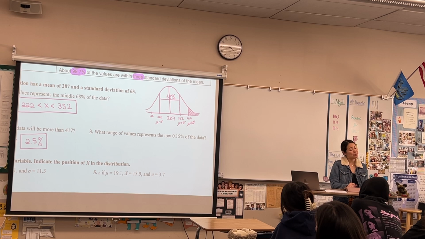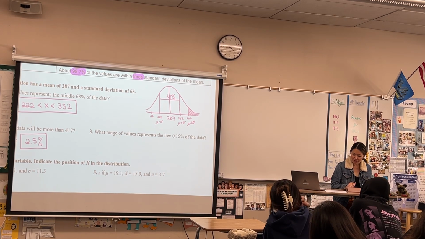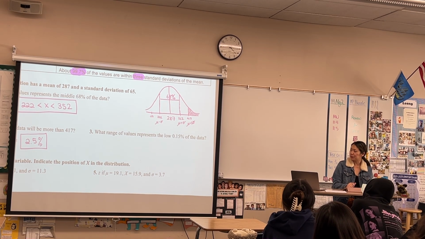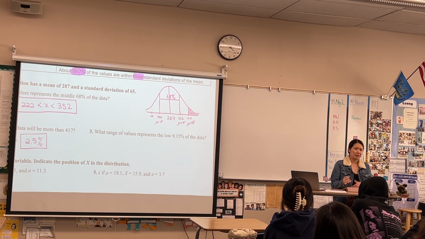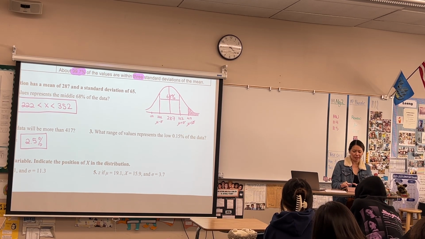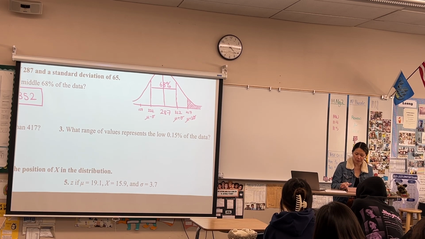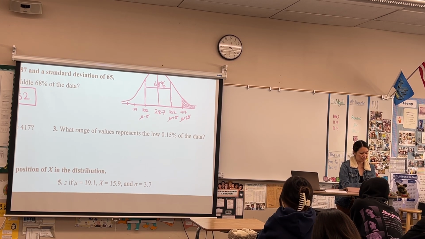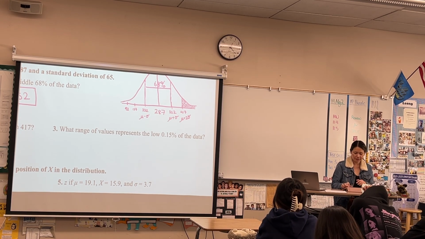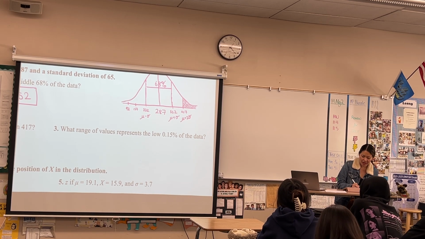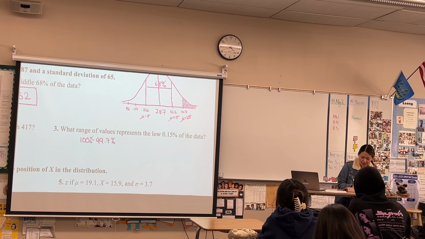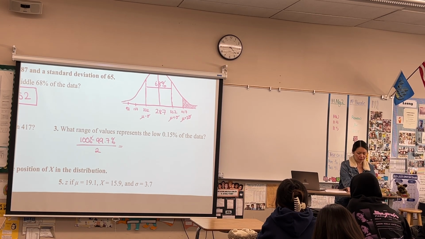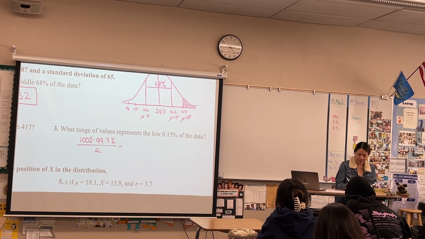All right, number 3. What range of values represents the low 0.15% of the data? Let's see what that middle percent would need to be for me to have just the low 0.15. So probably going to be 3 standard deviations. If I subtract 65, that's 92. If I take 100 minus the 99.7%, and then divide that by 2, I should get 0.15%.